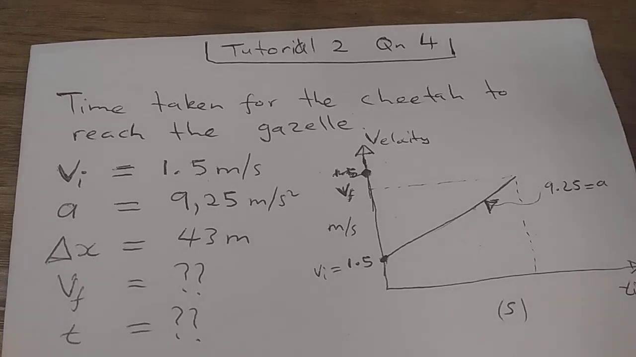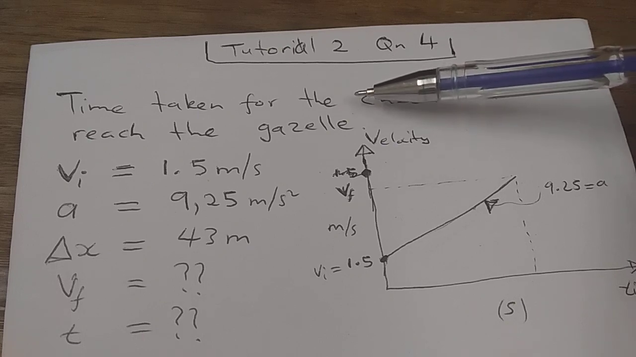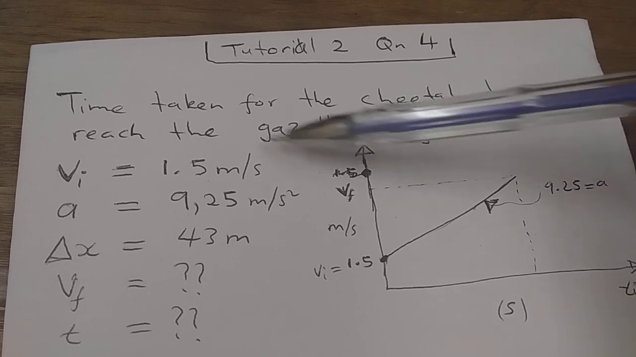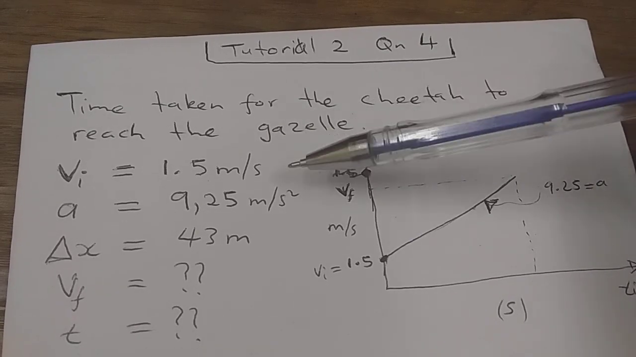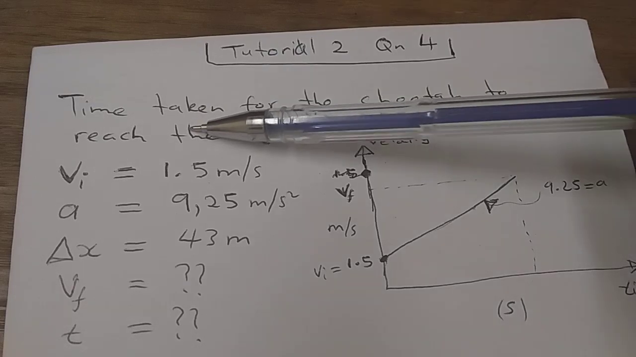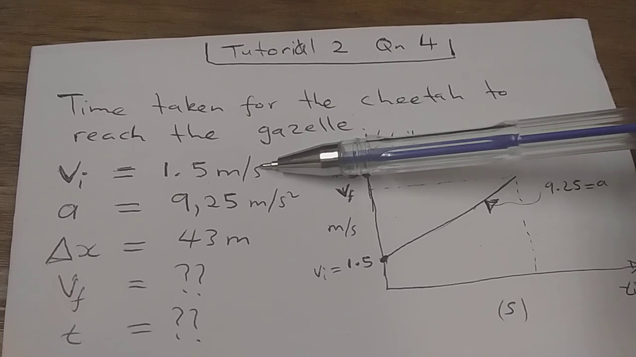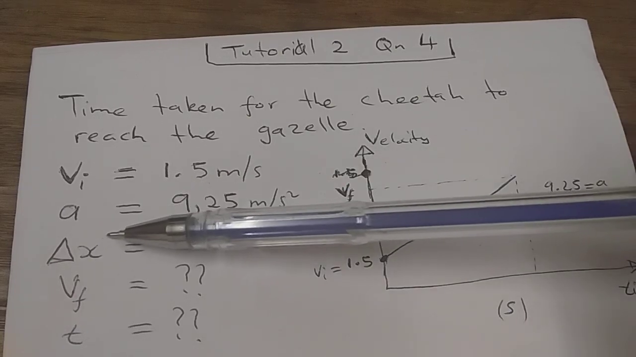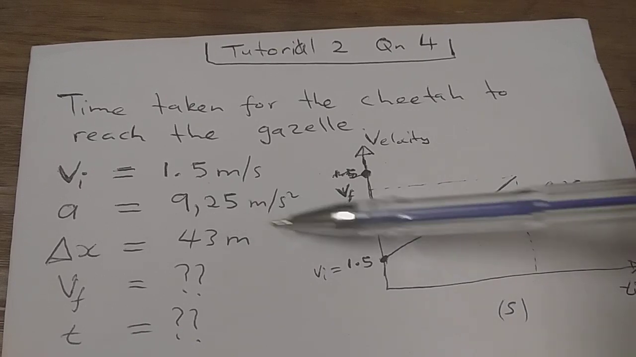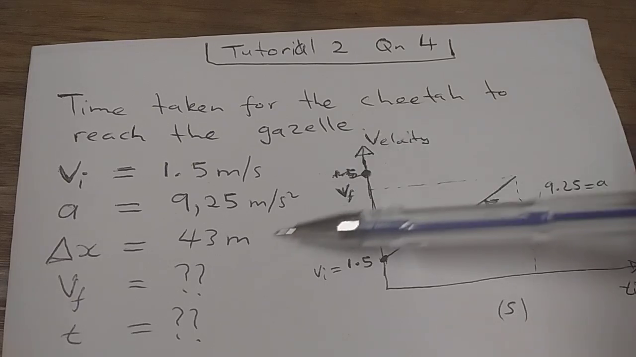Okay, let's start, guys. This is tutorial 2 question 4, which you have requested me to record for you. We need the time taken for the cheetah to reach the ground. We are given that the cheetah was walking at an initial velocity of 1.5 meters per second, and when it saw the gazelle, that's when it started to accelerate, which means to run towards the gazelle.